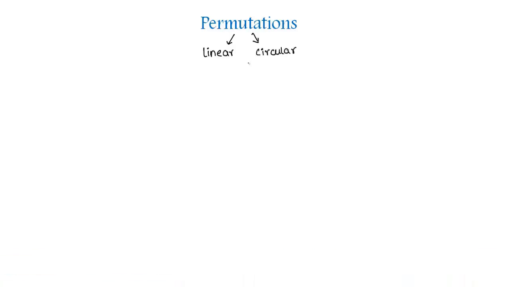Welcome back, friends. Today we are going to discuss the different types of permutations. So we have two types of permutations, linear permutation and circular permutation. Let me explain these two concepts.